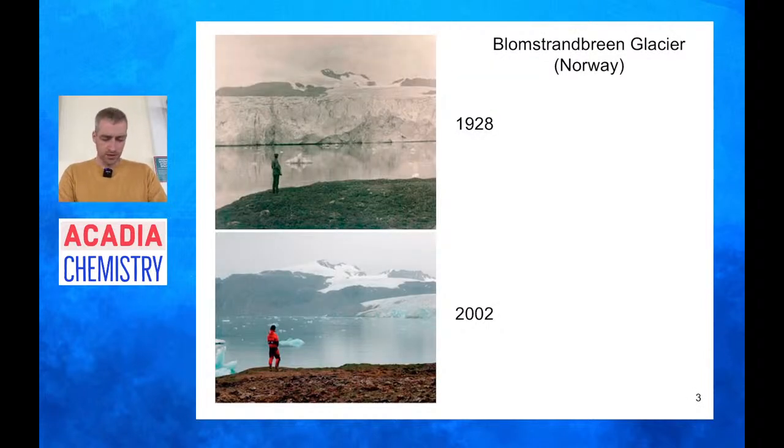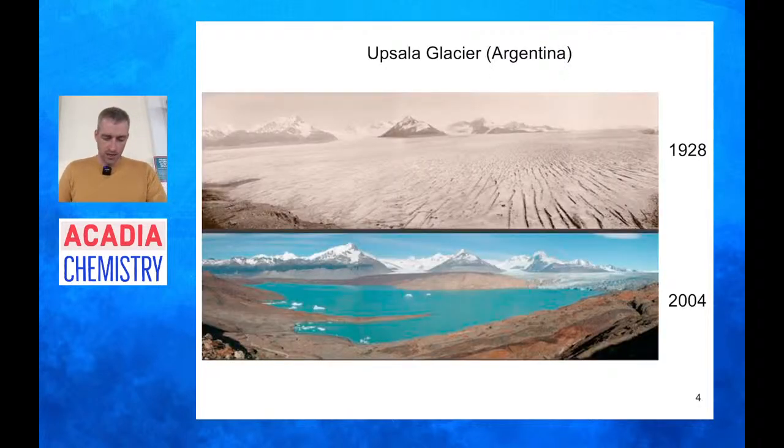This is another glacier in Norway, and you can kind of see here the thickness of that glacier, and it's basically gone. It's retreated to like a small little area over there. Huge amounts of glaciers that were once very prominent and large, disappearing on the scale of a human lifetime. This is another one in Argentina in 1928 and 2004.